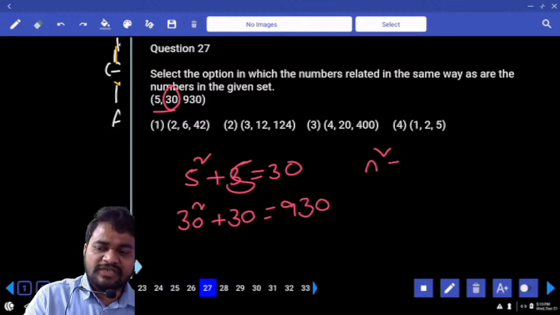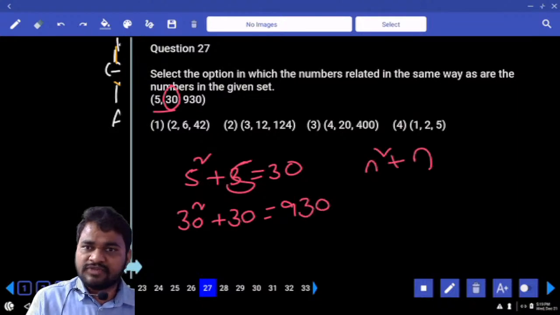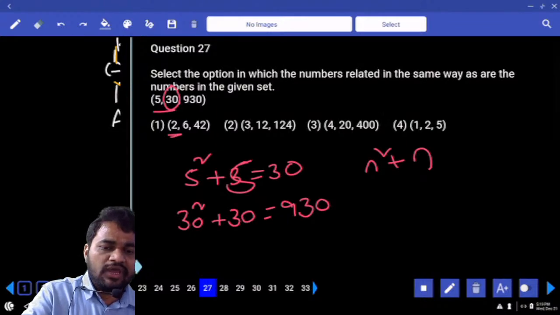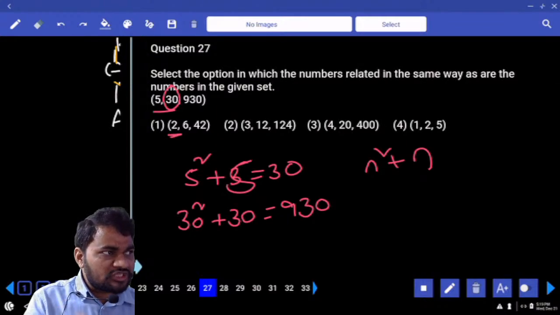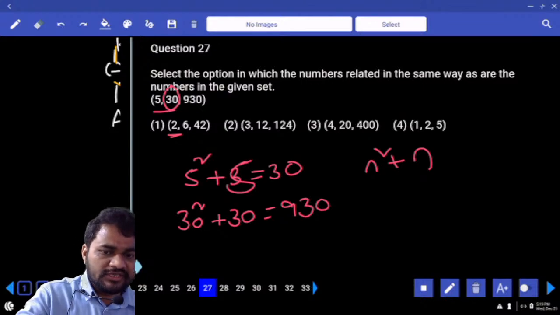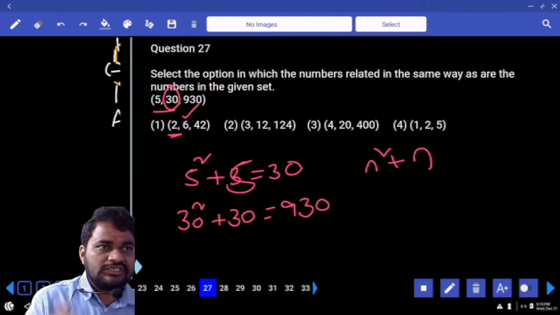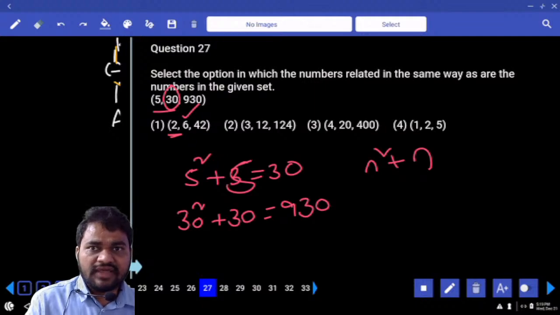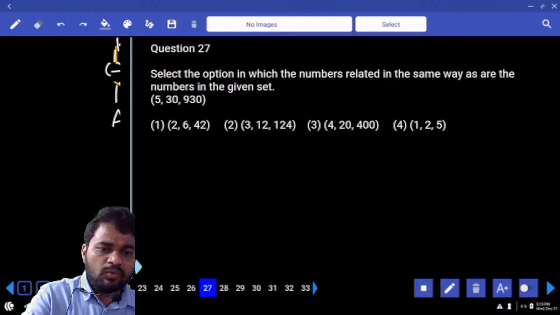This is in terms of n square plus n, right? Then 2 square is 4. 4 plus 2, same number. 4 plus 2 is 6. Next, 6 square is 36. 36 plus 6, 42, that is option 1.